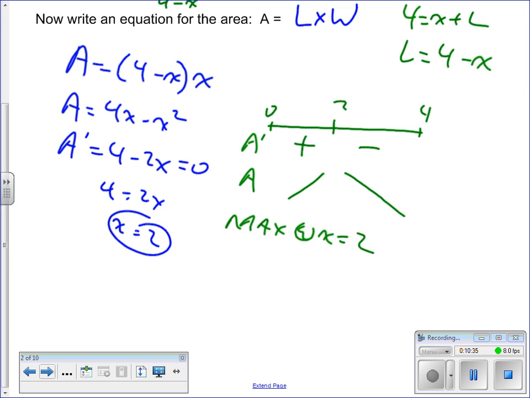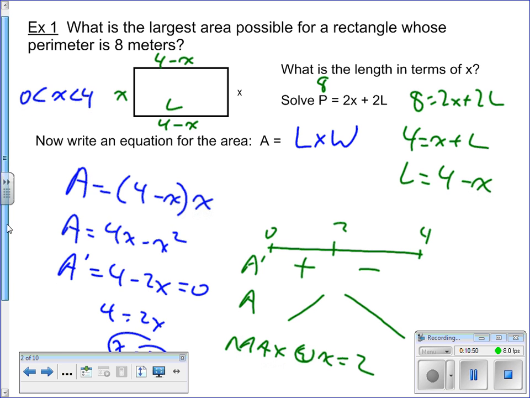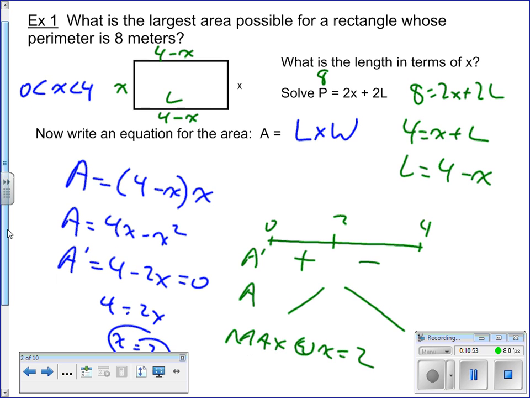But does this answer my question? What is the largest possible area? That's my question. So answer the question. No, I just came up with one of the 2 dimensions. What's my other dimension? Okay, but if I found the width is 2, what's my length? 2. So it's a 2 by 2, which is a square.